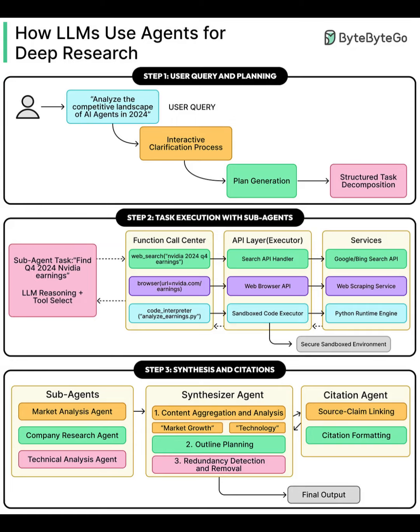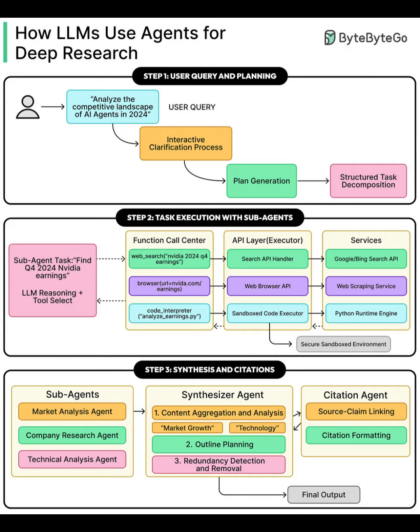Behind that sits the API layer, which turns those abstract tool calls into concrete services like Google/Bing search, web scraping, or a Python runtime running in a sandbox. The important idea, the LLM is not browsing the web directly. It's orchestrating a stack of tools in a controlled environment and then reading the results.